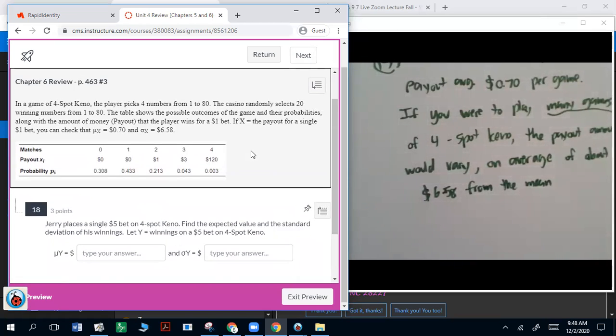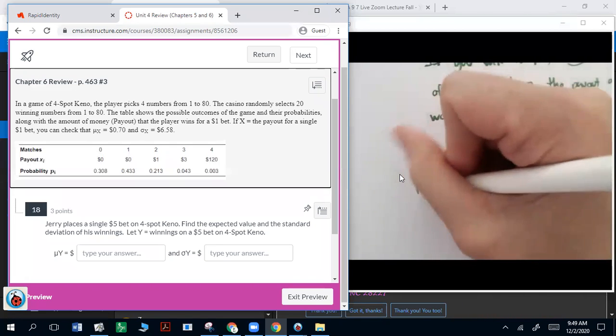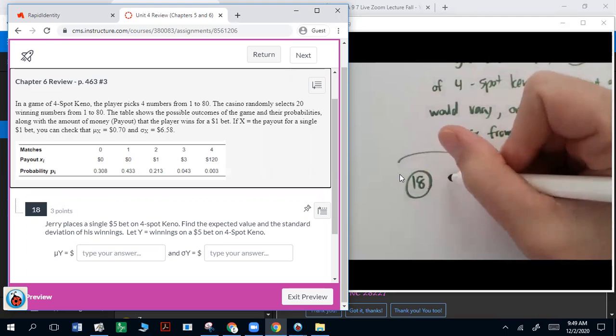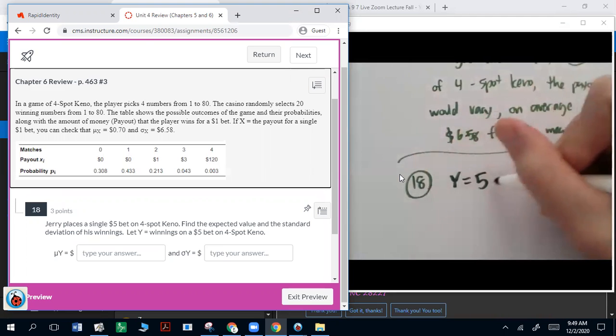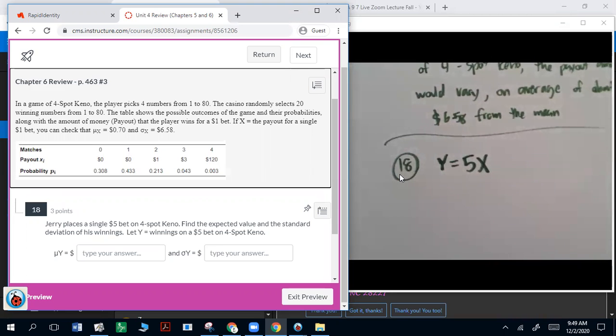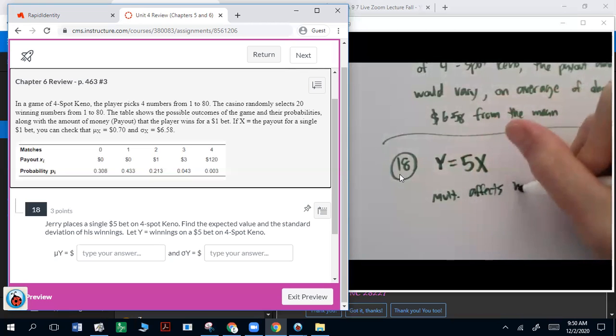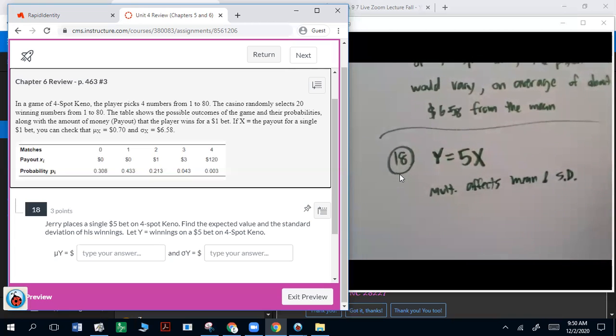Jerry places a single $5 bet on 4-spot Keno. Find the expected value and the standard deviation of his winnings. Let Y be the winnings on a $5 bet on 4-spot Keno. So instead of a $1 bet, he's doing a $5 bet, which means he's multiplying. So the random variable Y on a $5 bet is really just 5 times X. Again, multiplication affects both the mean and standard deviation. So you're just going to take your numbers and multiply by 5.